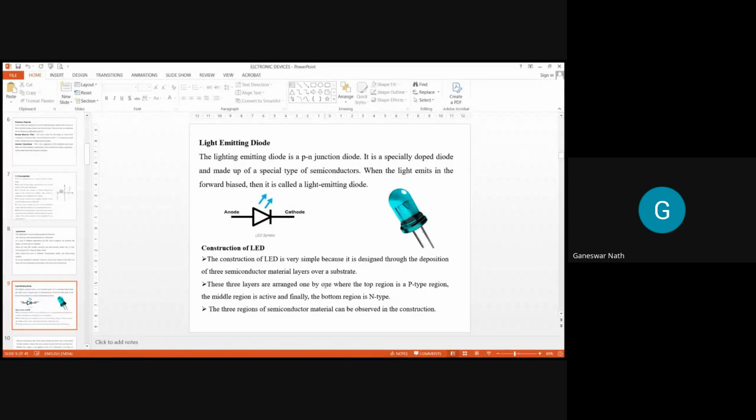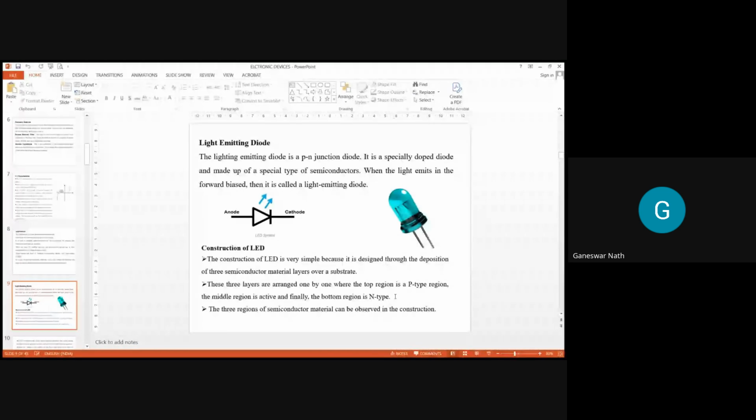That means we can deposit this semiconductor material over a substrate, so that we have three semiconductor layers where different types of charge carriers are available. These three layers are arranged one by one, where the top region is p-type, the middle is active, and finally the bottom region is n-type. That means between p and n-type there is a sandwiching structure, and that sandwiching structure helps in the creation of the hole and electron pair. The three regions of semiconductor material can be observed in the construction.